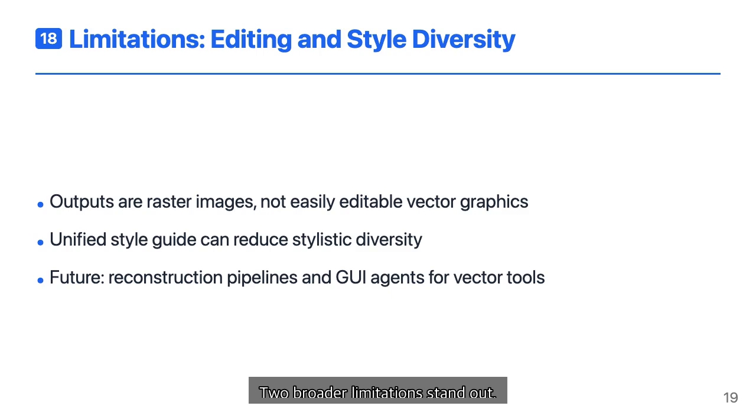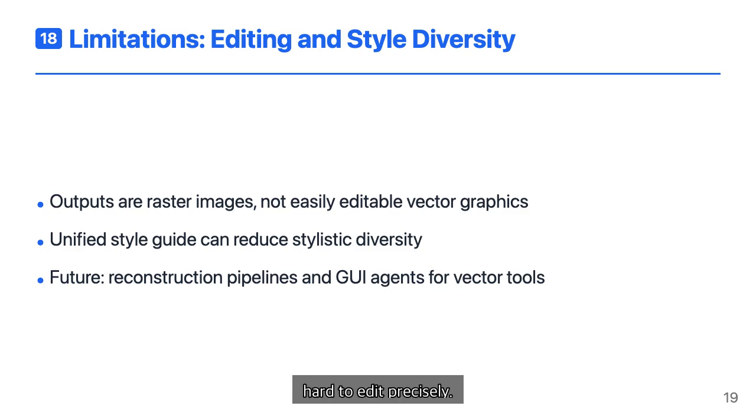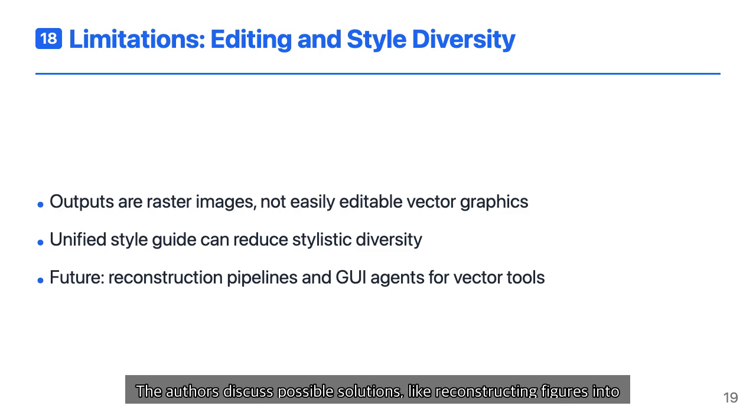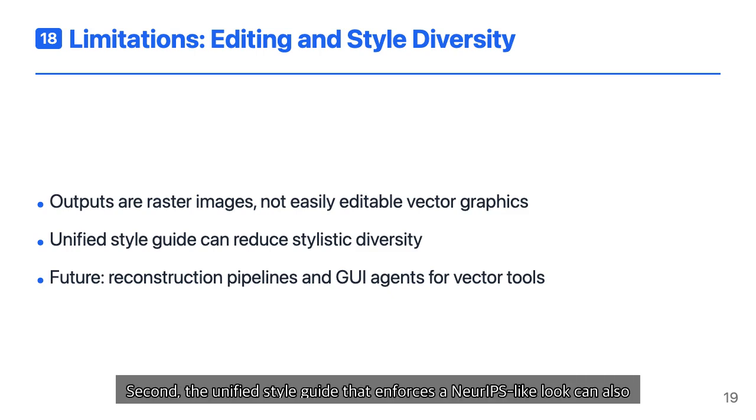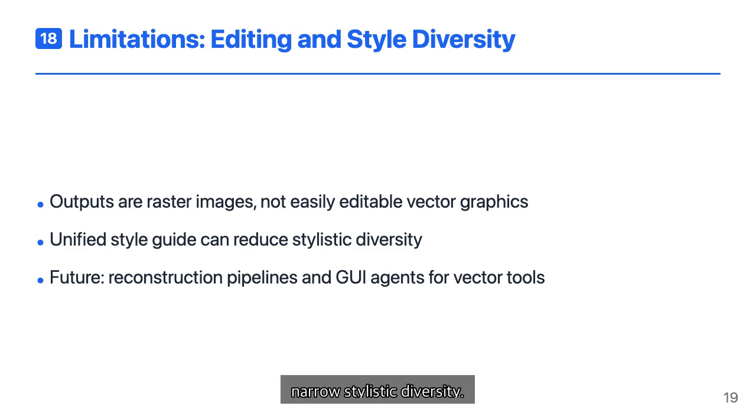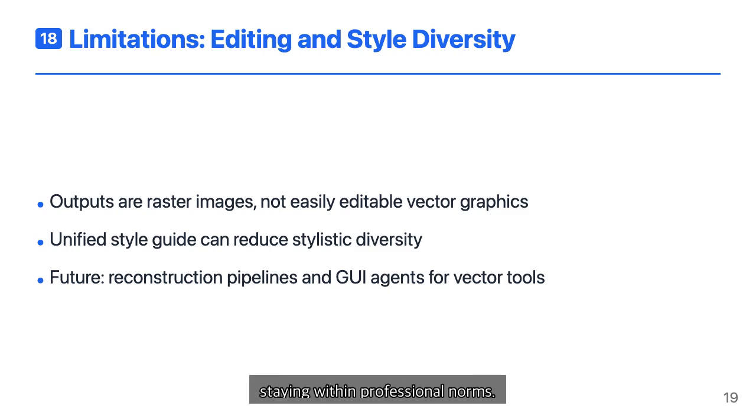Two broader limitations stand out. First, PaperBanana outputs raster images, even at high resolution, which are hard to edit precisely. The authors discuss possible solutions, like reconstructing figures into editable slide elements using OCR and segmentation, or even training GUI agents to operate tools like Adobe Illustrator directly. Second, the unified style guide that enforces a NeurIPS-like look can also narrow stylistic diversity. Future work could let users dial in different style families while still staying within professional norms.